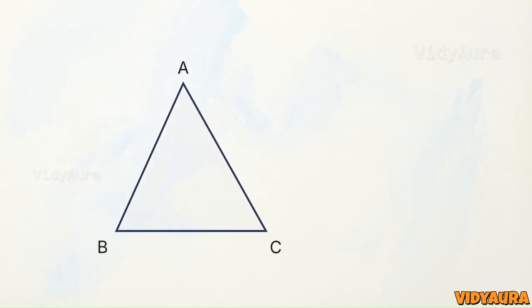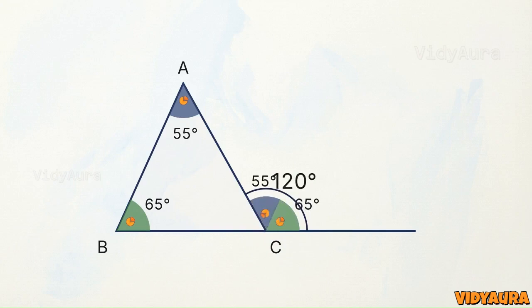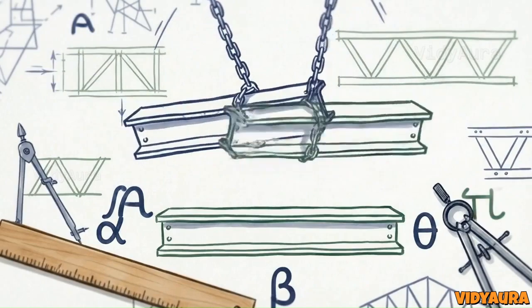This brings us to the exterior angle property. Any angle formed by extending a side of the triangle is equal to the sum of the two opposite interior angles. In this case, 55 plus 65 equals an exterior angle of 120 degrees. Because internal and external angles are mathematically linked, we can use these relationships to solve for any missing part of the geometric puzzle.